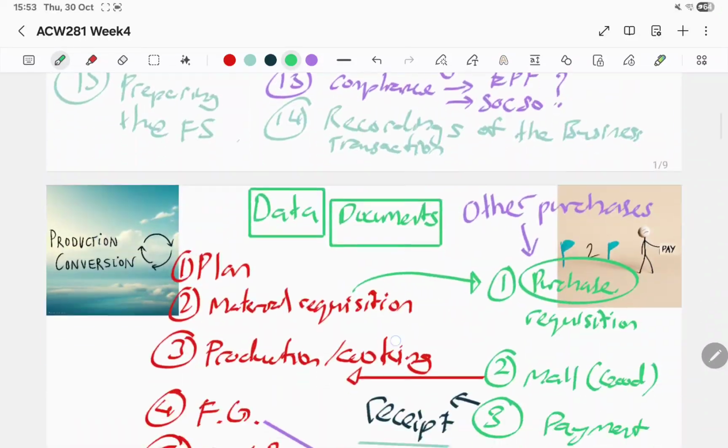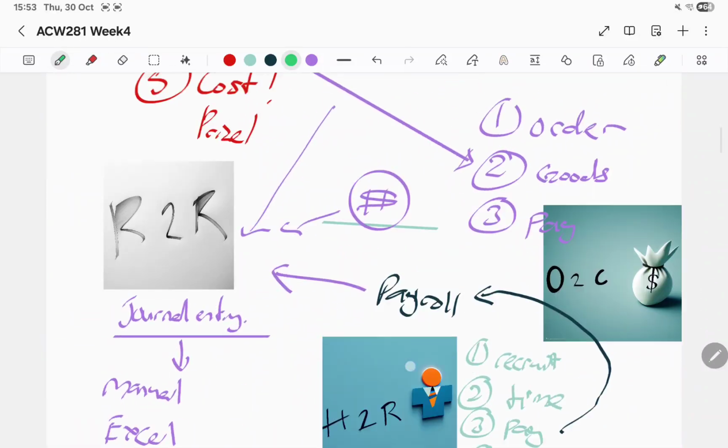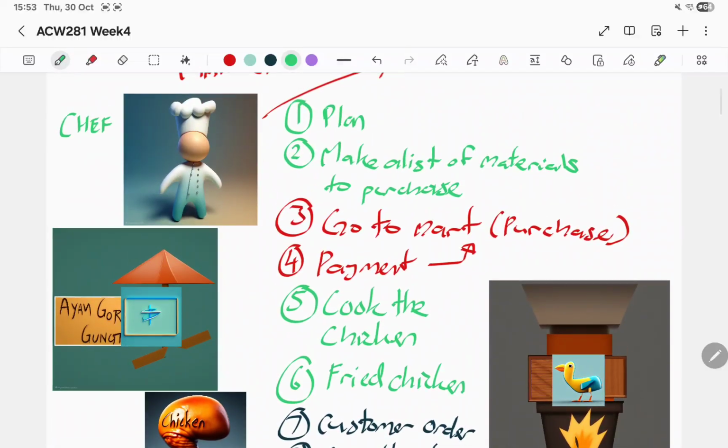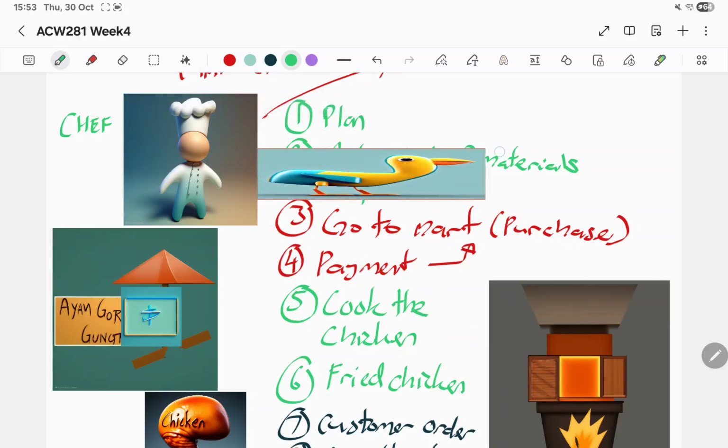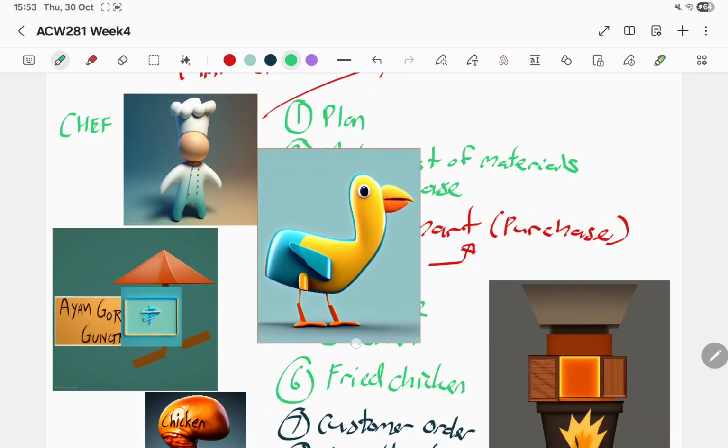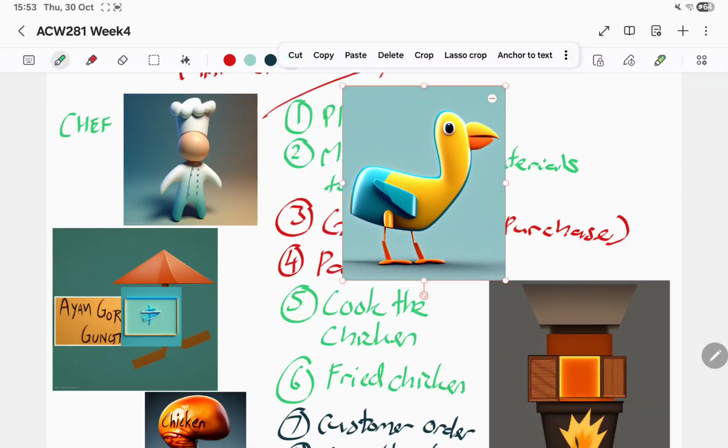In this case, this is the chef, this guy over here. All right, chef. He went and bought the chicken, right? This chicken. He went and bought this chicken.